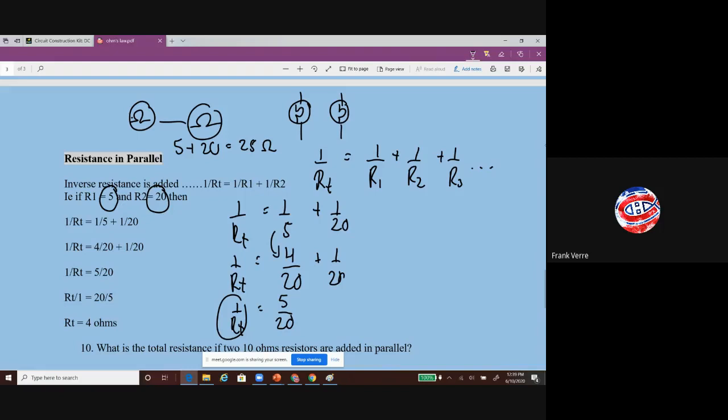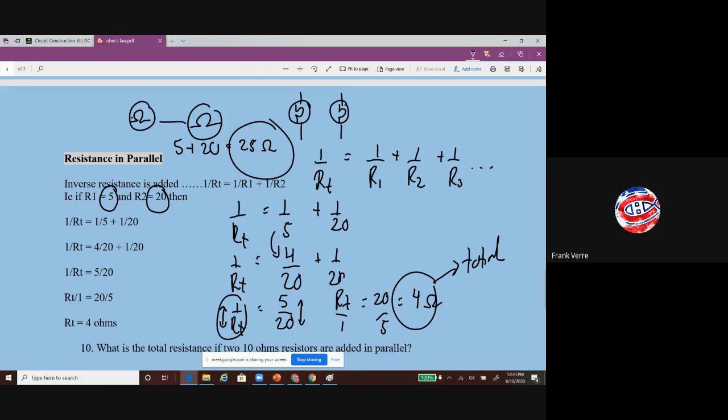So if I flip this upside down, it becomes RT over 1, or just RT. And then I have to flip the other side. That becomes 20 over 5, which is 4. Okay? 4 ohms. Now look at that. Two in series, a 5 ohm and a 20 ohm resistor give you 25 ohms of resistance, but these two in parallel give you 4 ohms of total resistance, which is less than even the smallest resistor.